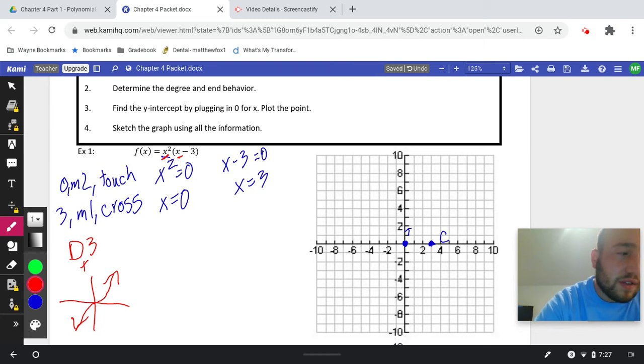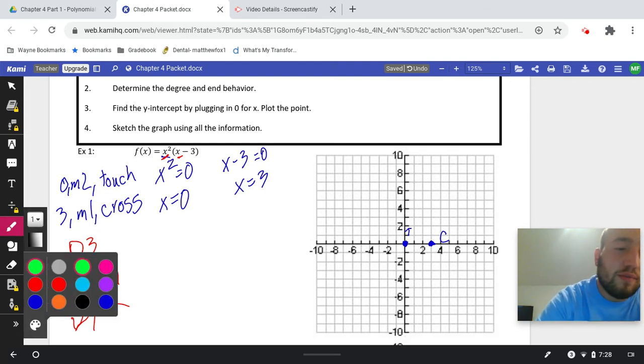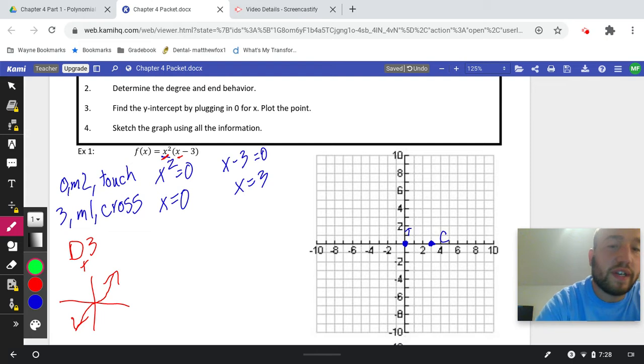All right, so next we need to find our y-intercept by plugging in 0 for x. Now, some of you might already know what the y-intercept is because we've actually already plotted it. But if you weren't sure, if we plug in a 0, 0 squared times 0 minus 3, 0 squared gives us 0, 0 minus 3 is negative 3, and 0 times negative 3 gives us 0. Okay, so this point right here is also our y-intercept. It's an x-intercept and it's a y-intercept.